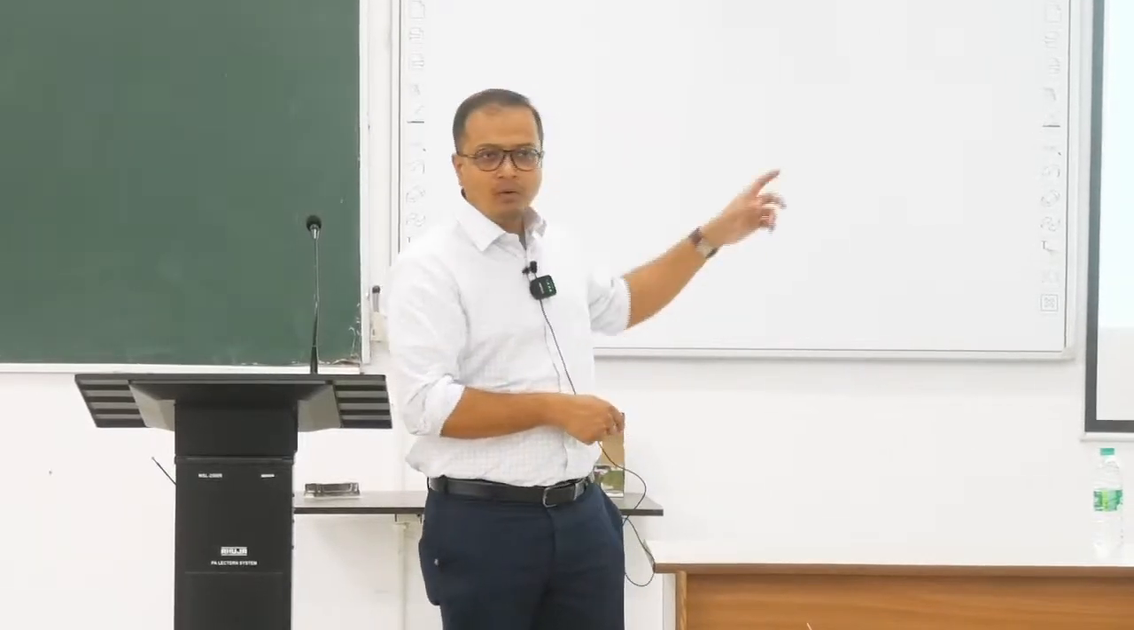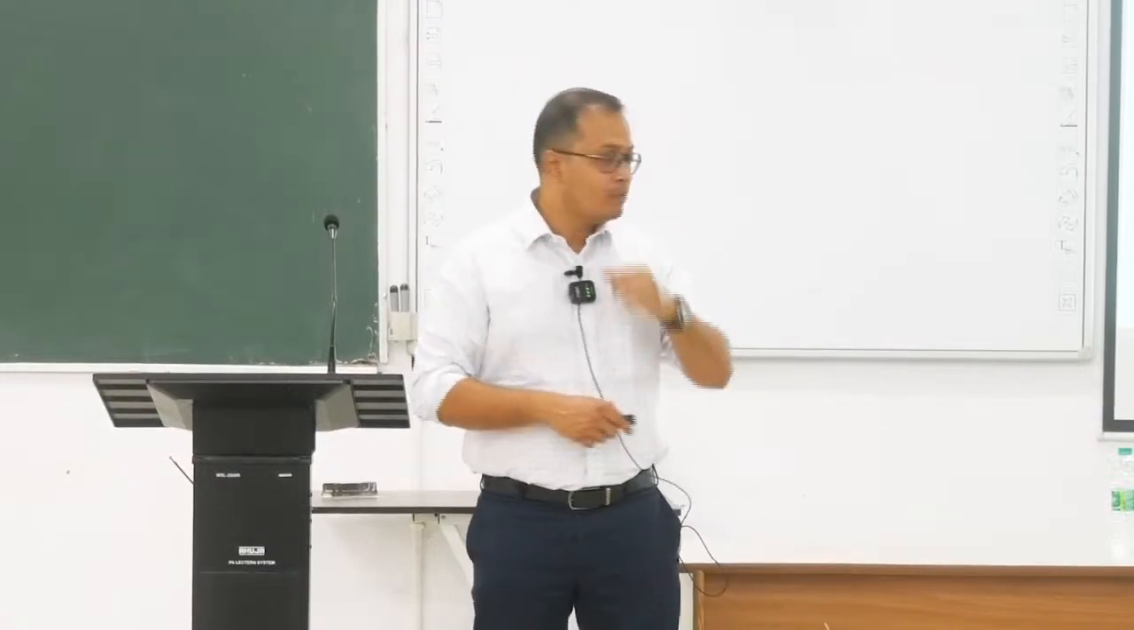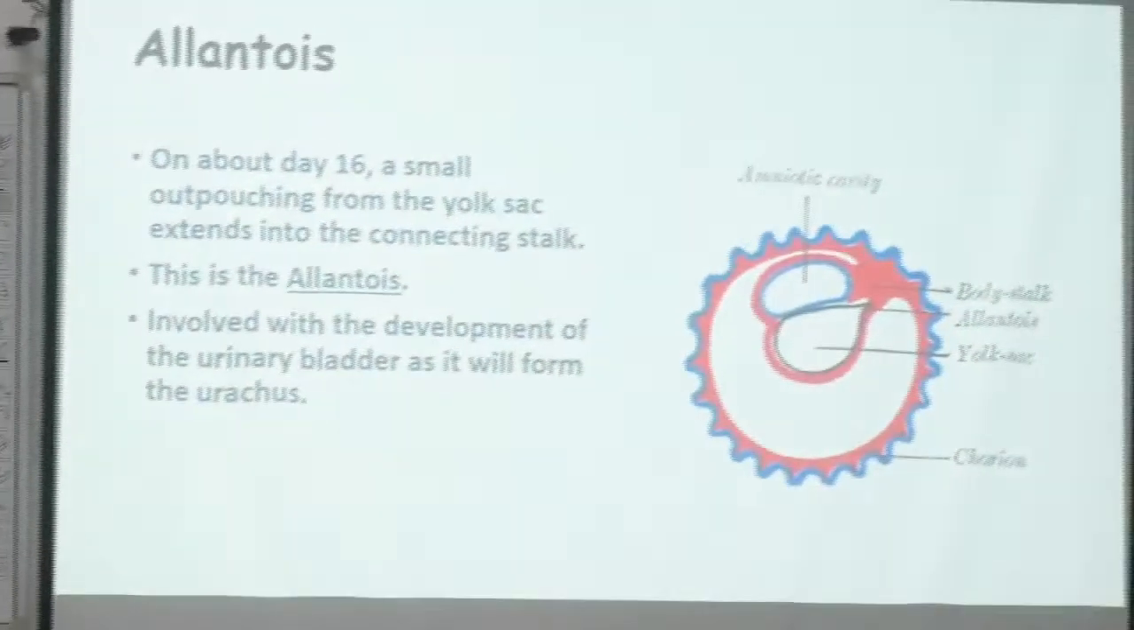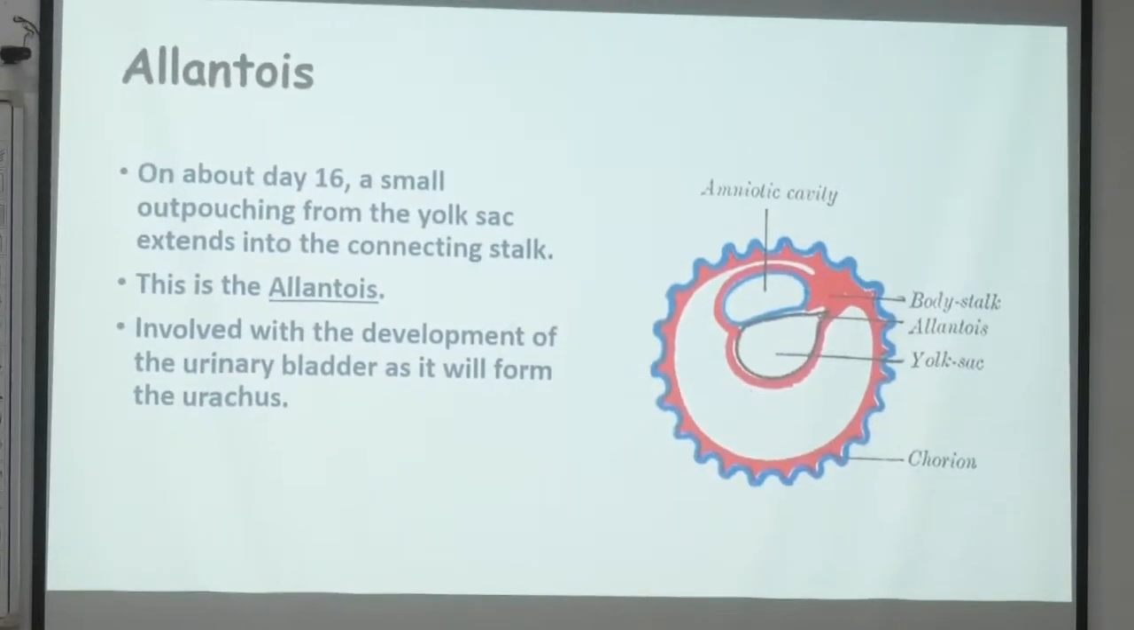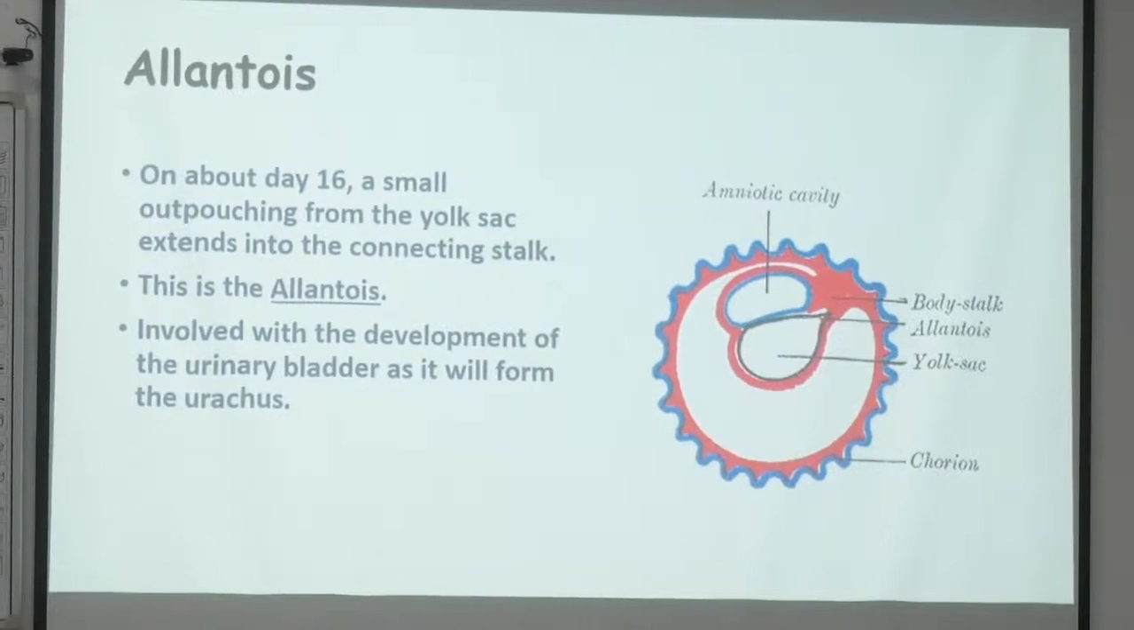Now, why are we talking about this allantois? Because today we have to understand the position of the allantois in the embryonic disc, where it is present in the embryonic disc, and we are going to talk about something beyond this disc, which is going to make the shape of this embryo today.